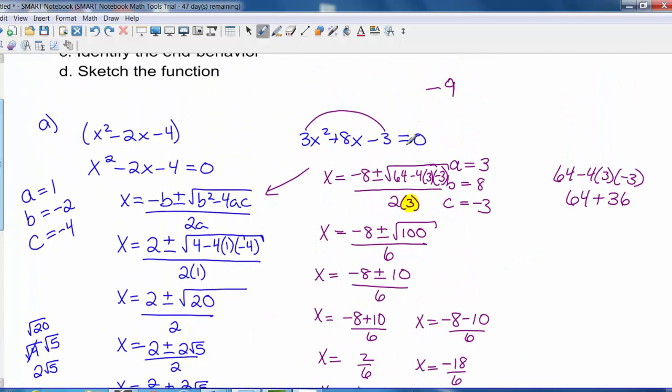Unless I tell you specifically you have to solve by completing the square or you have to solve by the quadratic formula, you can do it however you would like. The reason I made you go through this one is because I wanted you to see what happened when we divided out that 3.